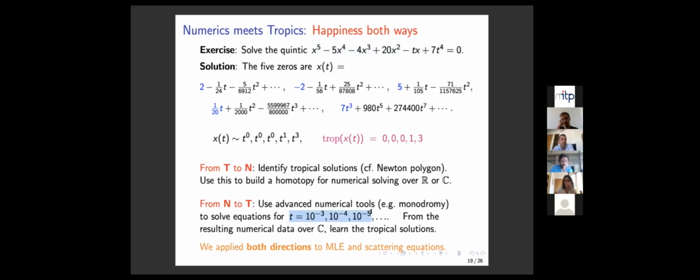So let's pretend for a moment we can solve this for t equal to 10 to the minus 3, 10 to the minus 4, and so on. Then from the resulting numerical data of floating point approximations over C, hopefully certified, you can learn the tropical solutions. So this is what I mean by happiness both ways. And we use both directions in our current study of maximum likelihood and scattering equations.